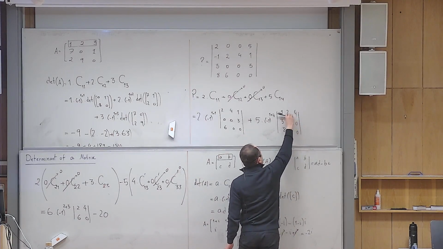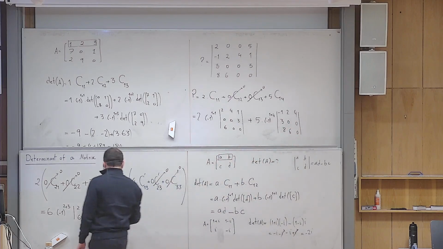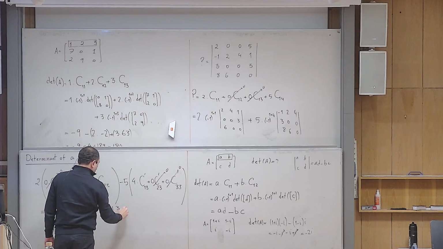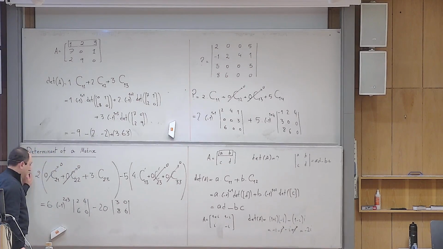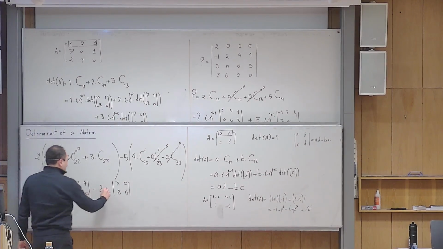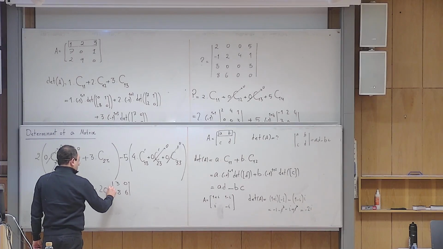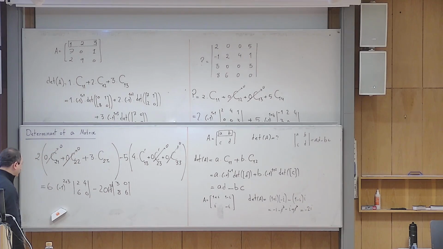What is left? 3, 0, 8, 6. So this becomes 3, 0, 8, 6. Yes? So you can have the minus 1. Yeah, I have to write that minus 1 to the power of 1 plus 3. But of course it doesn't matter, but let us write it properly.